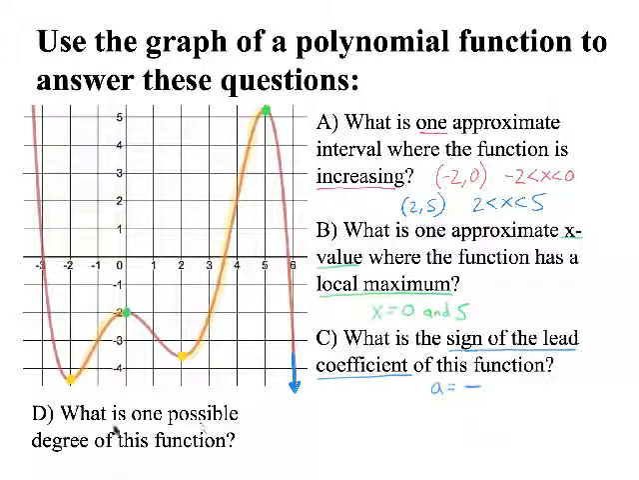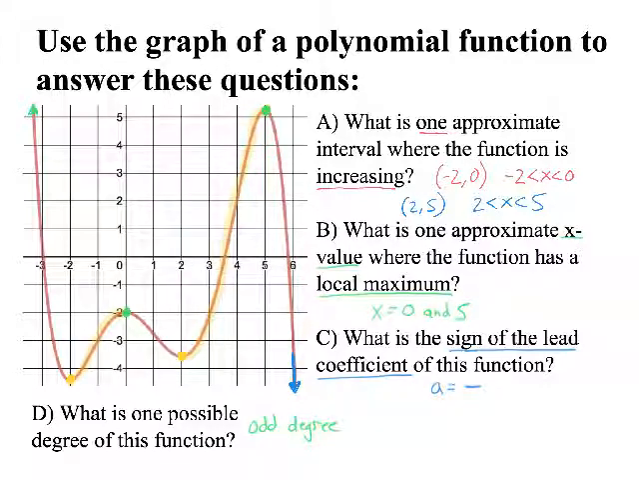Lastly, what is one possible degree for this function? Well, to do that, we want to look at the other side and compare them. Do you see how this one's going down and this one's going up? Since they're going opposite directions, that tells us right away this is an odd degree. So it's an odd degree function because they go opposites. If they went the same direction, let's say if they both went up on both sides, that would be an even degree.